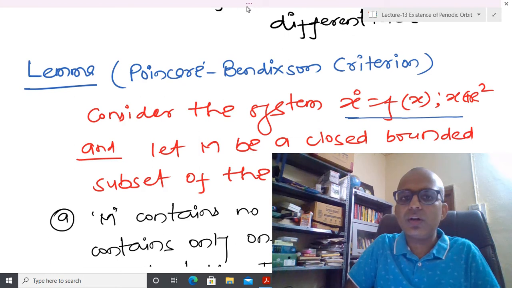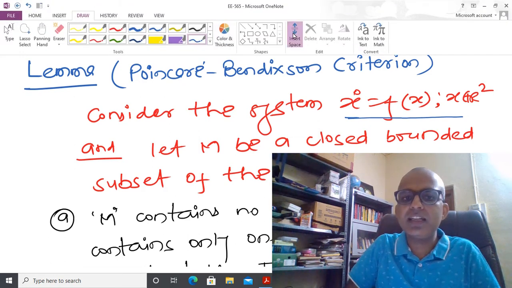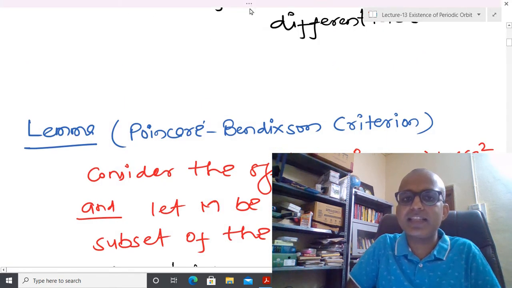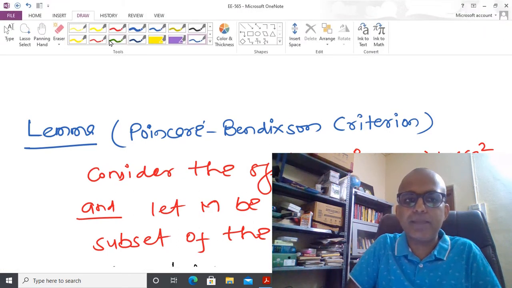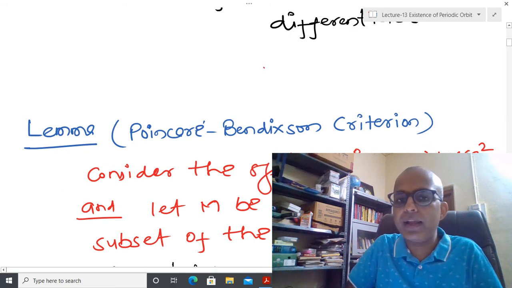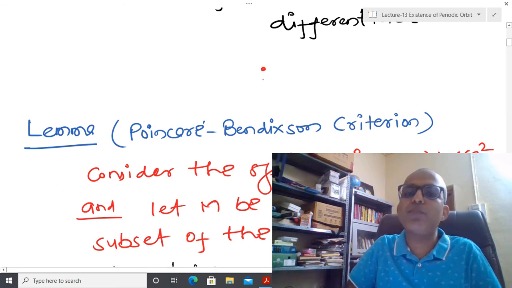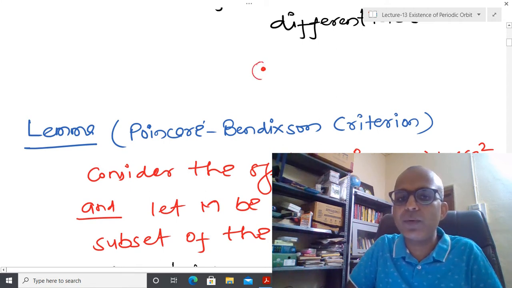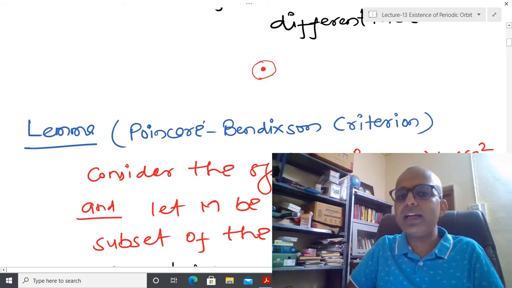Okay, so what this lemma is suggesting is that in the two-dimensional plane I have some closed bounded subset. Why am I taking that? Because we know that in the two-dimensional plane, if I have some kind of equilibrium point, and I start from this equilibrium point, then I am going to stay there. But if I start nearby this equilibrium point, then I have two different kinds of behavior. What are the two different kinds of behavior?